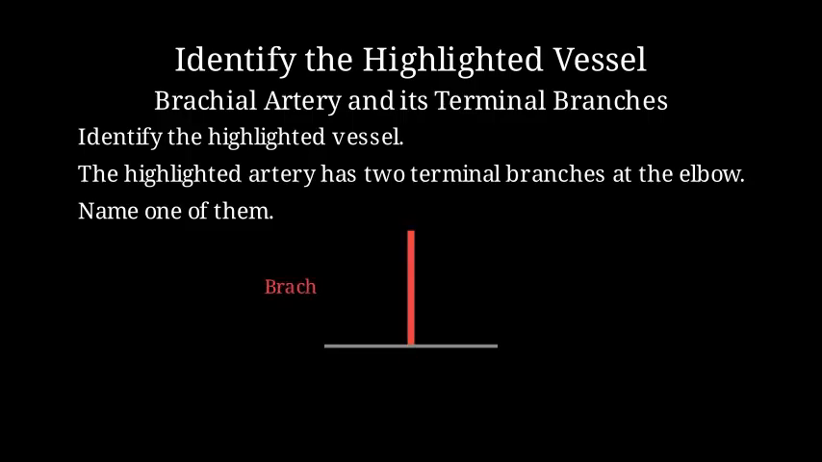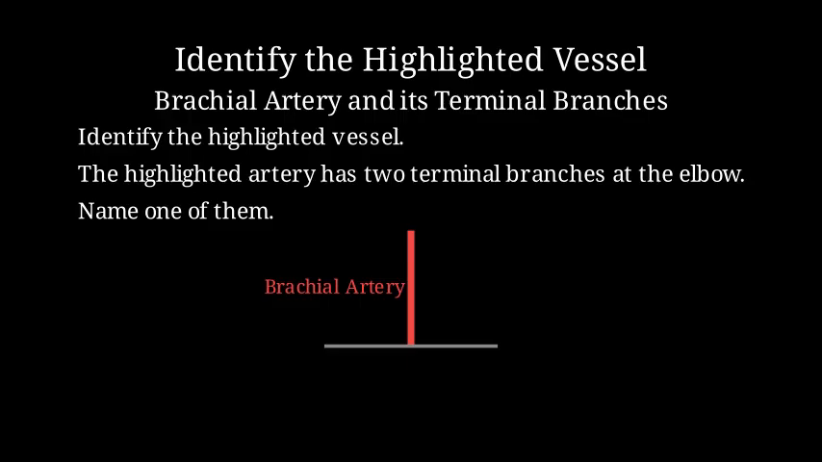Notice the bright red vessel running down the arm. That highlighted vessel is the brachial artery. Let's label it now so we have a clear identification. The brachial artery is a continuation of the axillary artery. It runs through the anterior compartment of the arm, supplying muscles like the biceps brachii and triceps brachii.